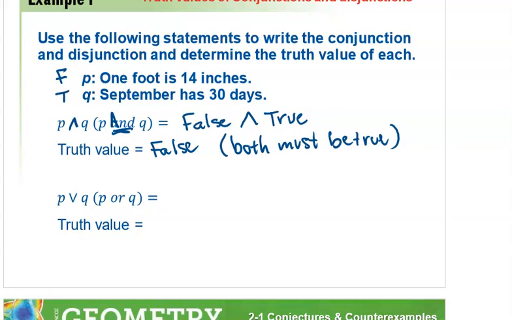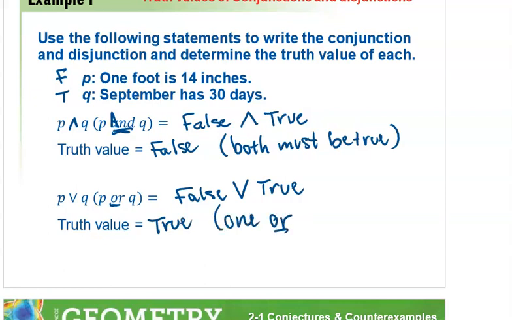Then we'll do the disjunction of this. So this one is a false statement, making a disjunction an or. So one or the other has to be true in order for this to be true. And one of them is, so this is true. So this is one or the other.